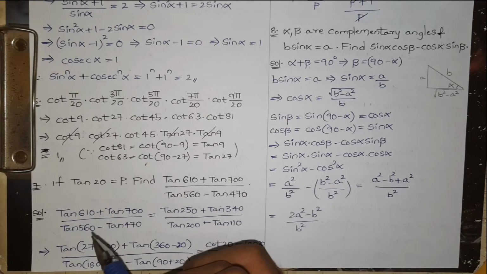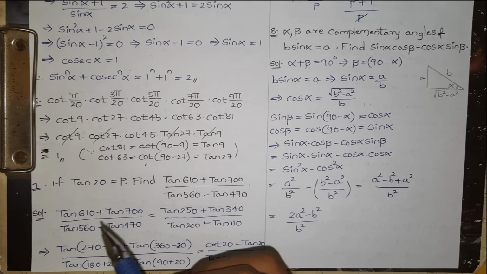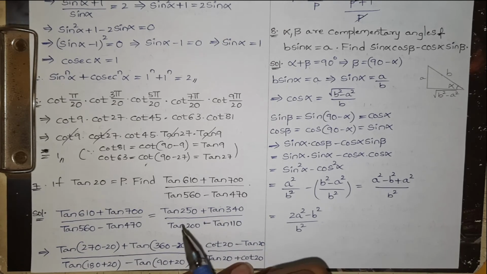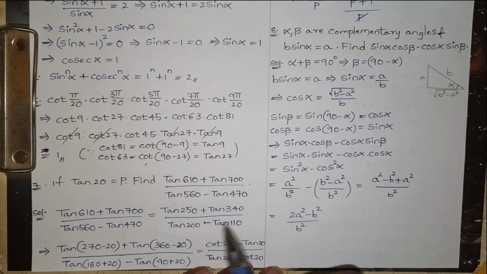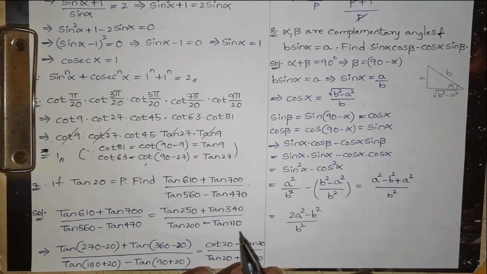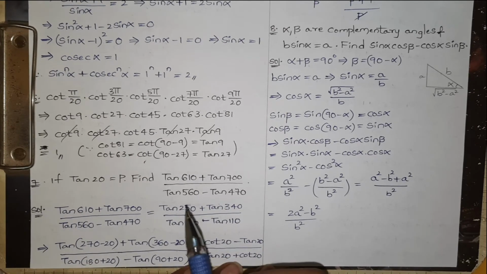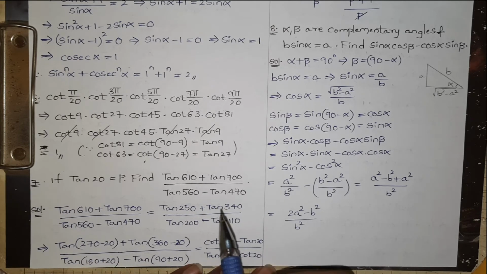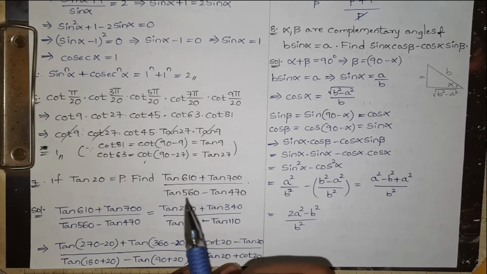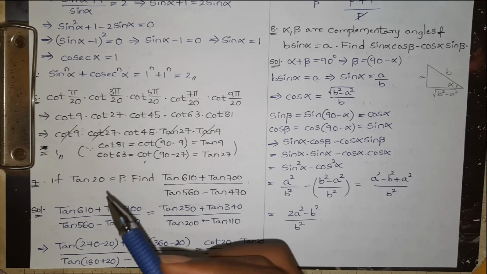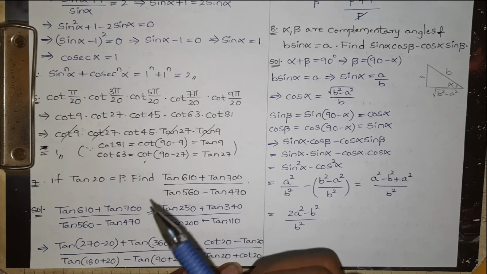Tan 560, we can write this as tan 360 plus 200, so tan 200 minus tan 470, we can write this as tan 360 plus 110, that is tan 110. So here we can write this 250 as tan 270 minus 20, and we can write this 340 as tan 360 minus 20. The only thing is we need to convert all these given numbers in terms of 20, so that we can substitute and get the solution.